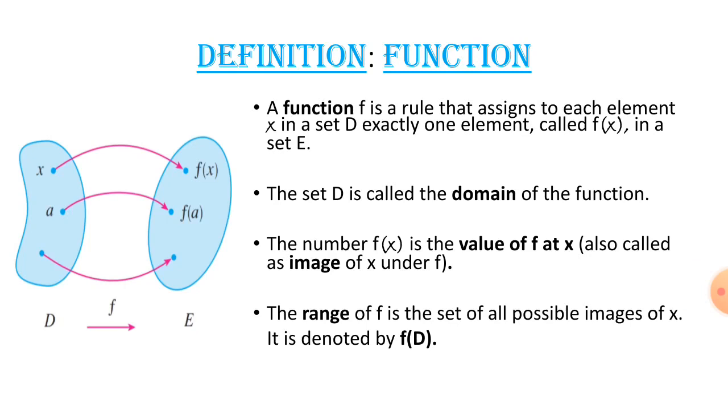The function can be visualized in another way. Here in the image, D is one set and E is another set. The elements from the set D are mapped by the function f to elements from the set E. Suppose x is an element in D, the function f maps x to the element f of x. Suppose a is another element in D, which is mapped to f of a by the function f.